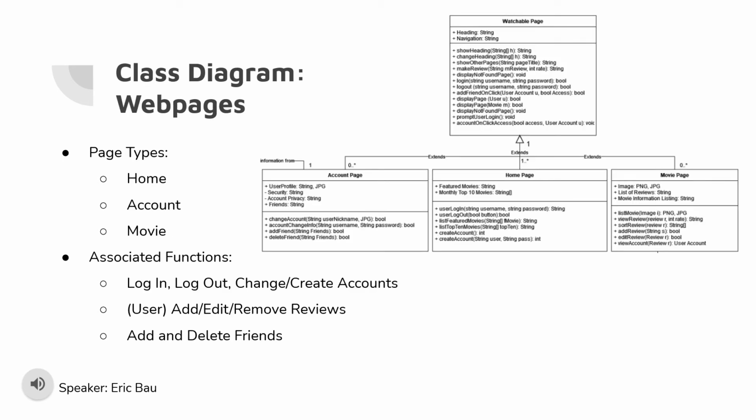On the other side of the class diagram are our web pages. The Watchable page superclass has three subclasses. First off is the account page. The account page details anything and everything to do with user accounts, from logging in and logging out to changing accounts or adding friends. The home page, on the other hand, is more of a display page for featured movies and the like. It should be the first thing the user sees upon logging in.